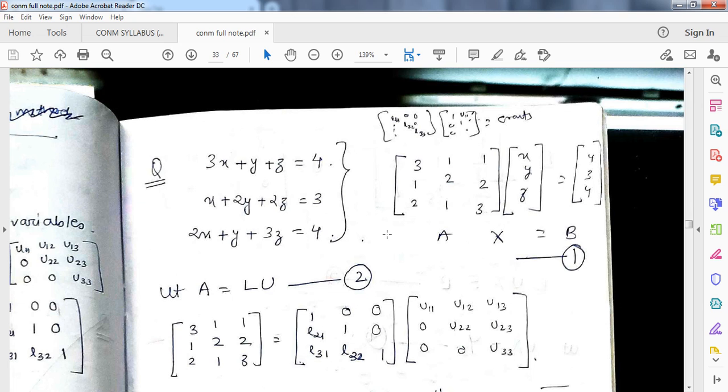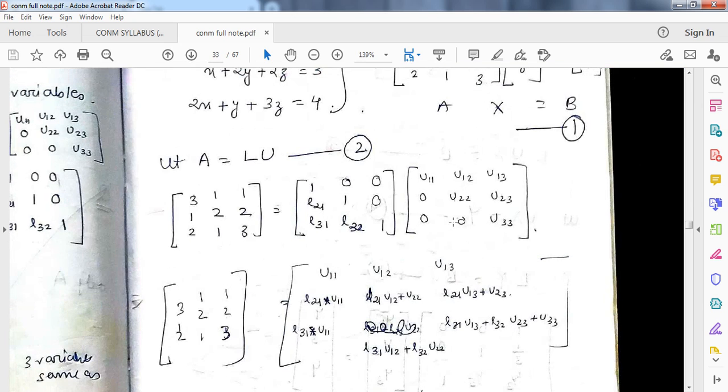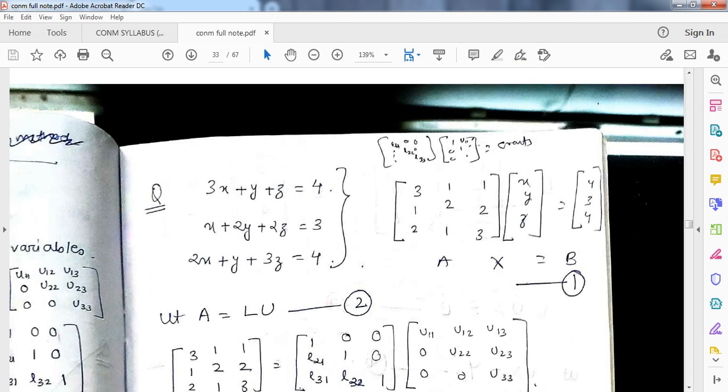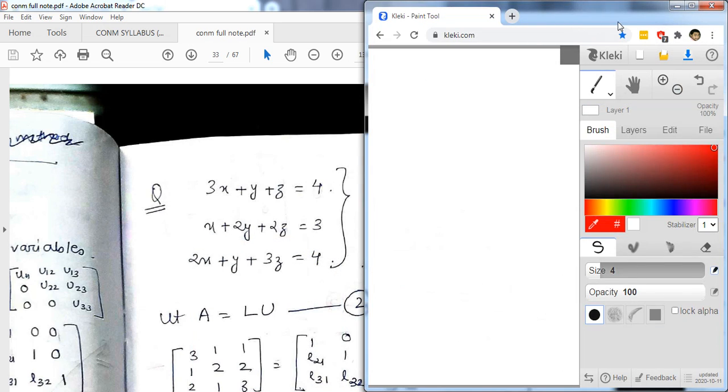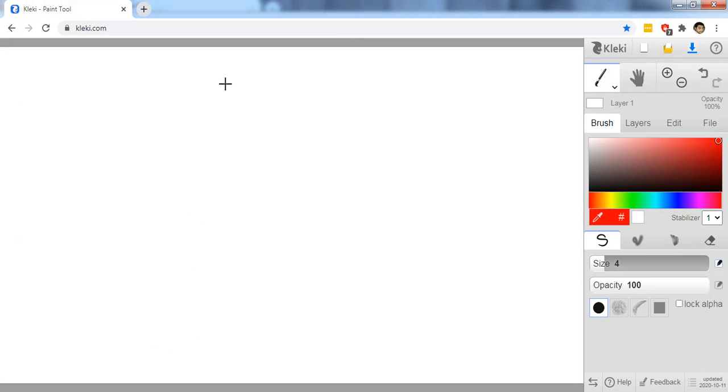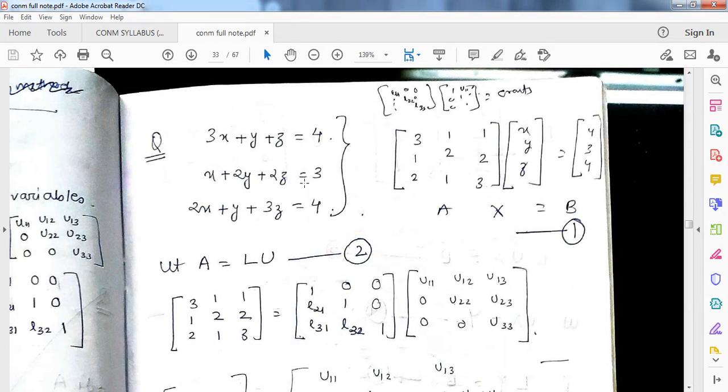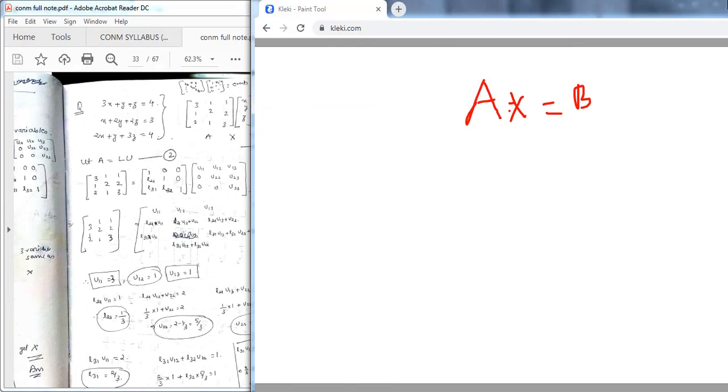So how to do so? In the LU decomposition, suppose you have a matrix equation AX equals B. Now, how do I get this AX equals B matrix? Let me show it to you over here. These are the simultaneous equations. I can convert this simultaneous equation into the form of AX equals B. Let's show it to you.